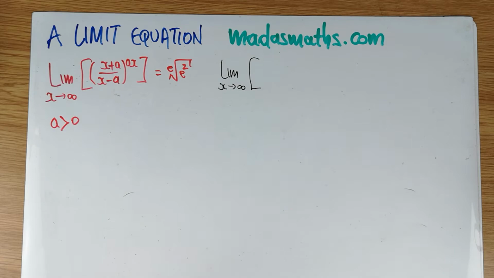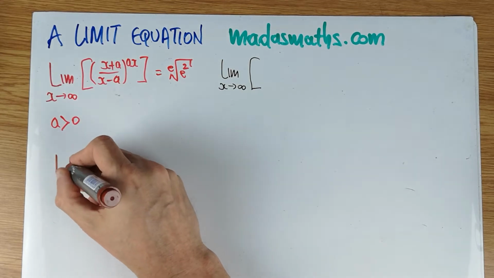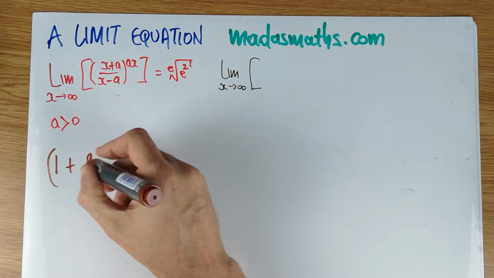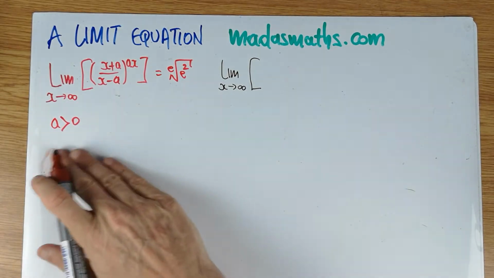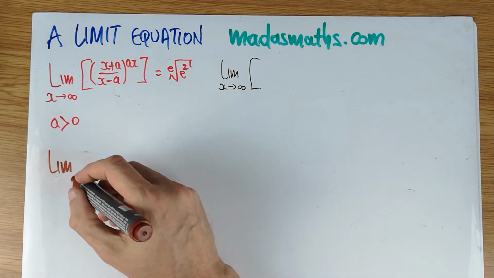Let's use a different color pen. What pen shall I use? Let's say I want to use the result 1 plus a over x. Oh, for Christ's sake, I don't have room to write limit now. Limit. Start again.